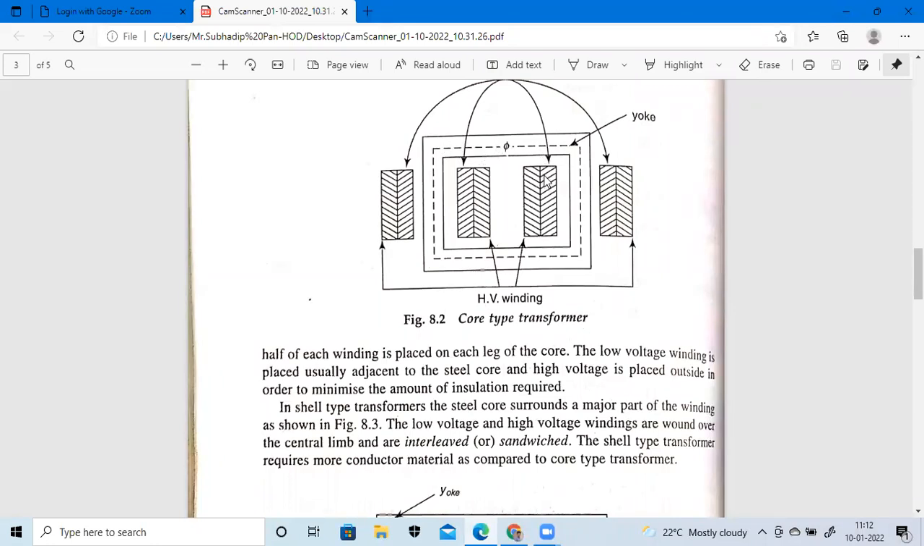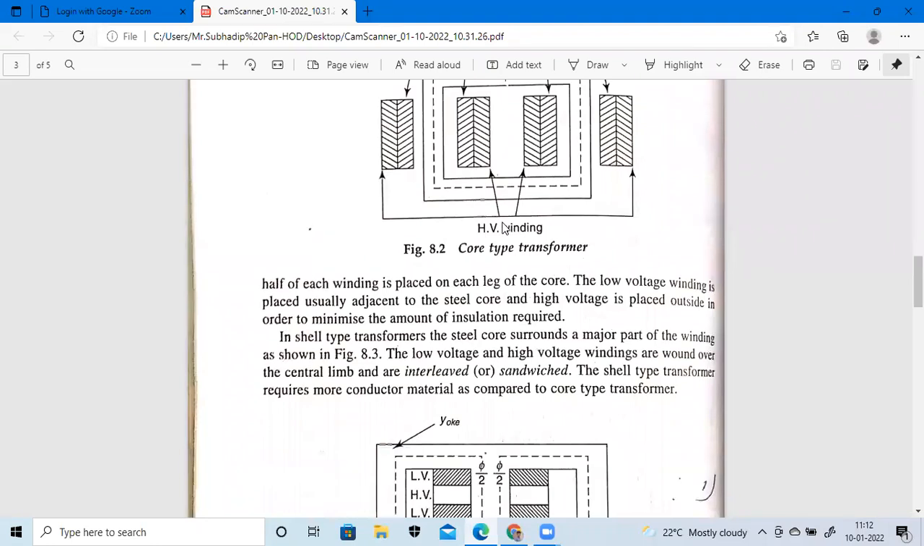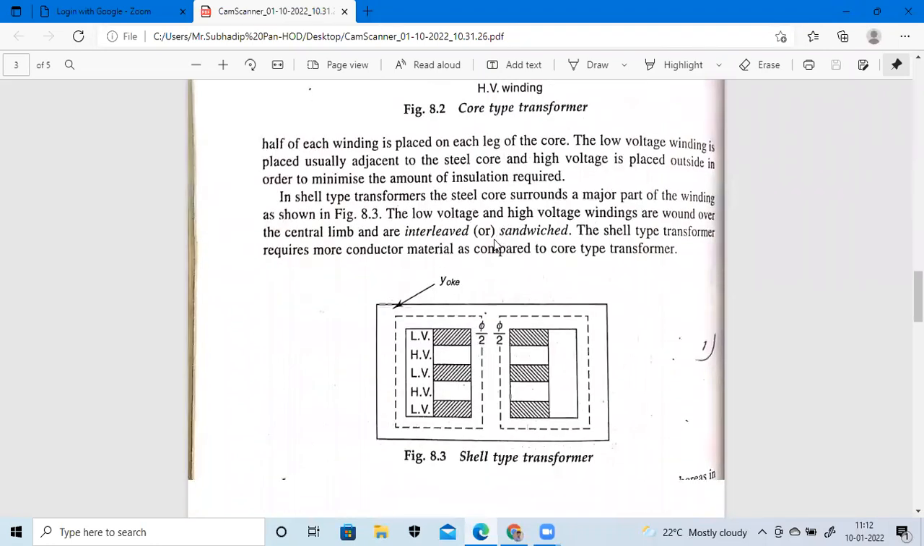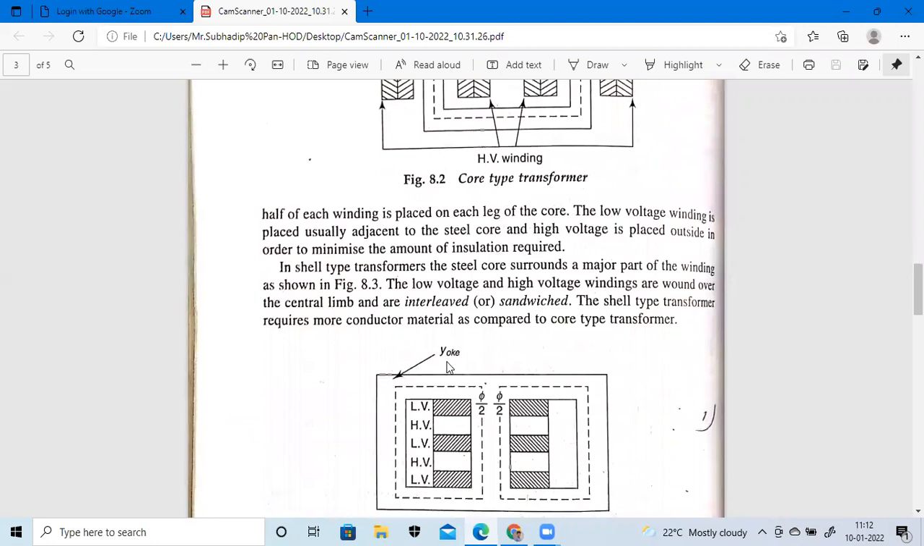Okay, this is the core type of construction. Another type is the shell type of construction, in which the windings are placed in a sandwich manner. Shell type is also known as the sandwich type or interleaved type.